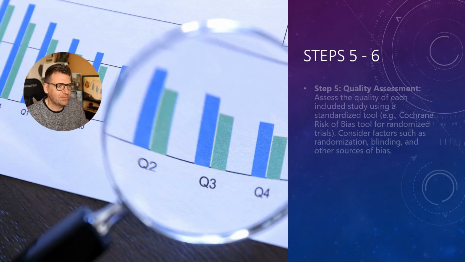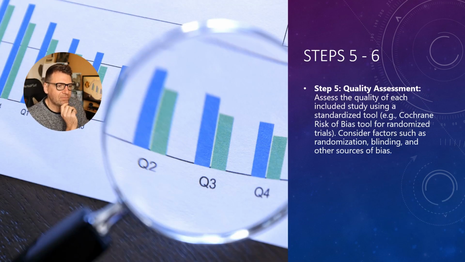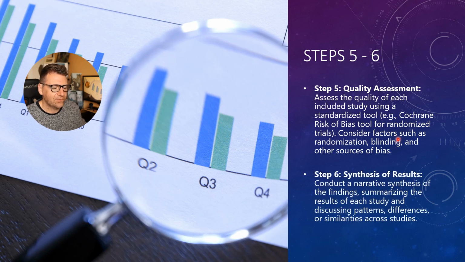And then we have steps 5 to 6. So assess the quality of each included study. That's where you're going to assess the quality of each included study using a standardized tool. So Cochrane risk of bias tool, and then you're going to consider factors such as randomization, blinding, and other sources of bias. This is where you're going in deep on the study and trying to figure out, are they actually useful, are they relevant, what are the limitations of them. Then your synthesis of results is you conducting a narrative synthesis of the findings, summarizing the results of each study, and discussing patterns, differences, or similarities across the studies.